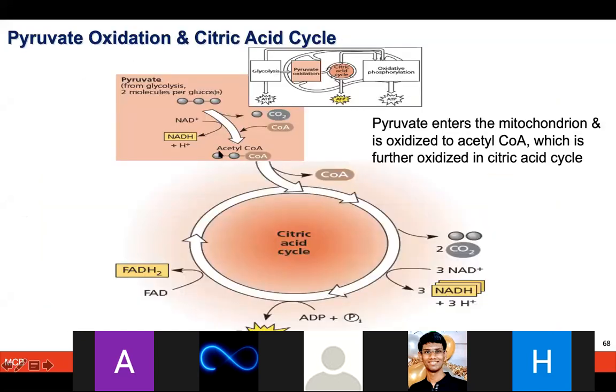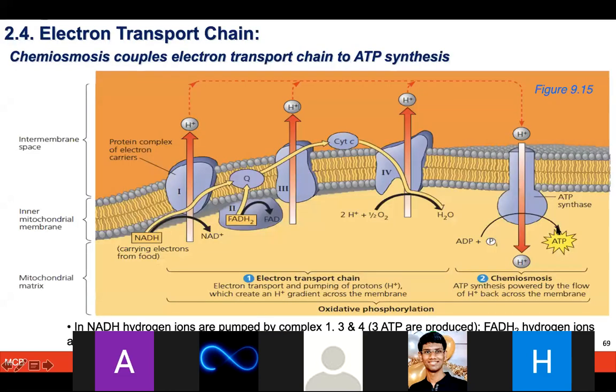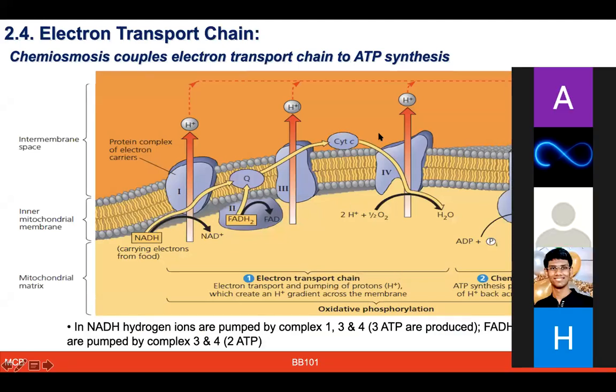Now this particular pyruvate is entering the mitochondria and oxidized to acyl CoA, which is further oxidized in the TCA cycle or citric acid cycle, which involves a series of reactions here. Again, the expectation is not for you to know all those reactions, but rather the byproducts which are being formed. How many NADH molecules, how many FADH2 molecules are being produced, how many ATP are being produced. And this process we talked about is the ATP synthesis.